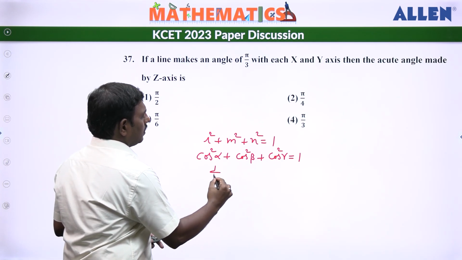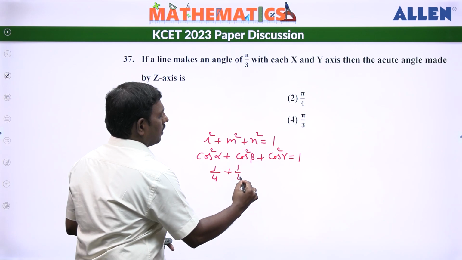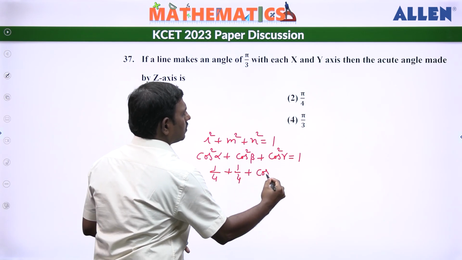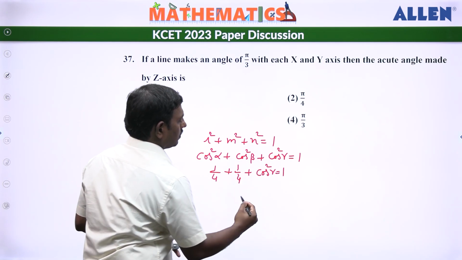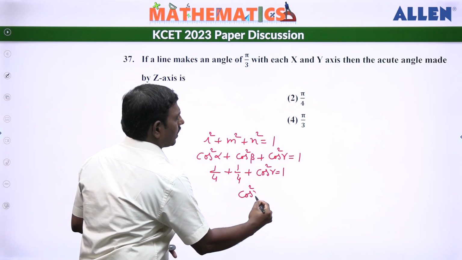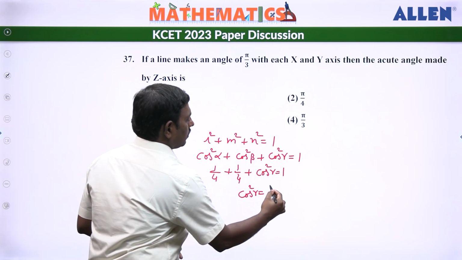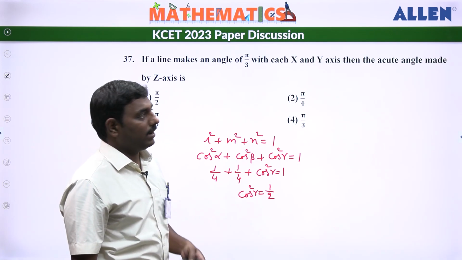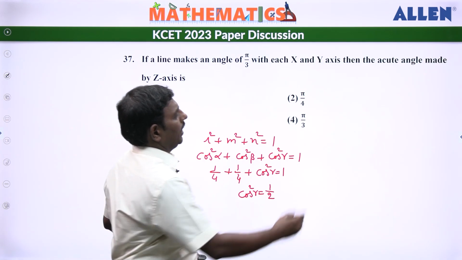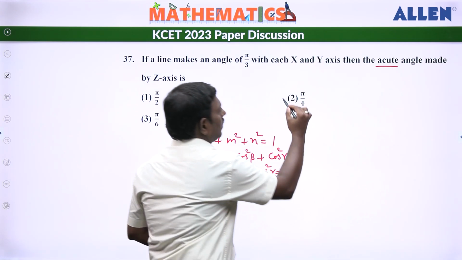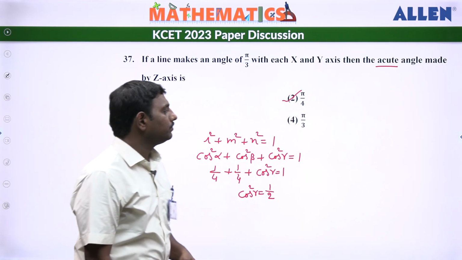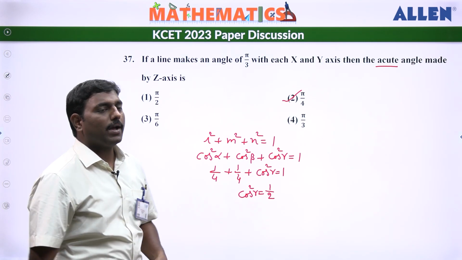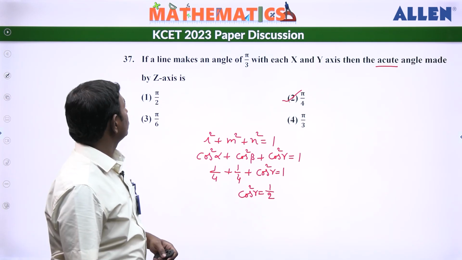So cos 60 is 1 by 2, so this is 1 by 4 plus 1 by 4 plus cos square gamma is equal to 1. So from this, cos square gamma is equal to 1 by 2. So cos gamma is equal to plus or minus 1 by root 2, but we need only the acute angle. So the answer should be pi by 4. Cos square gamma is 1 by 2, so cos gamma is 1 by root 2.